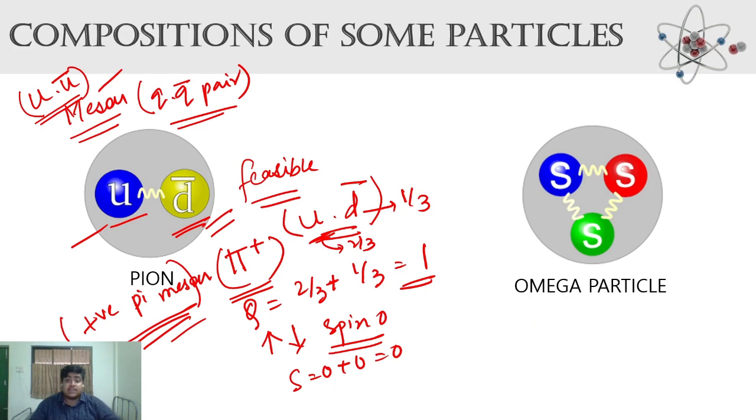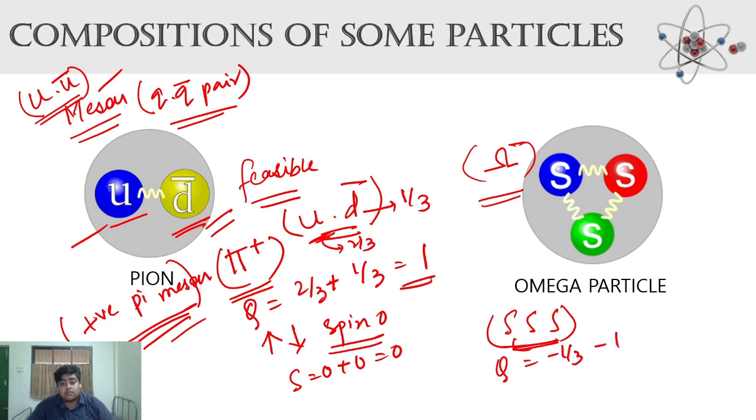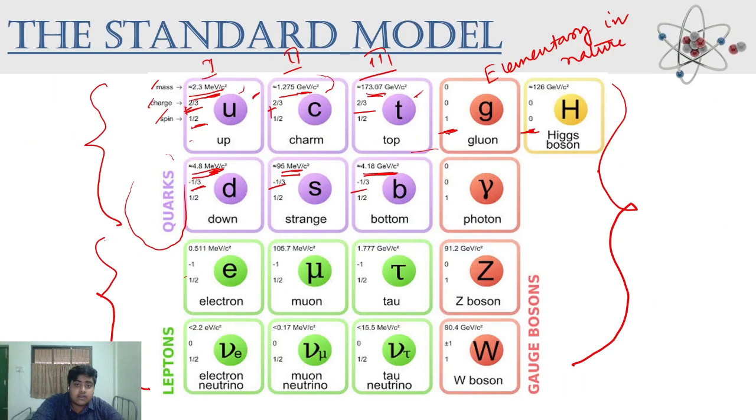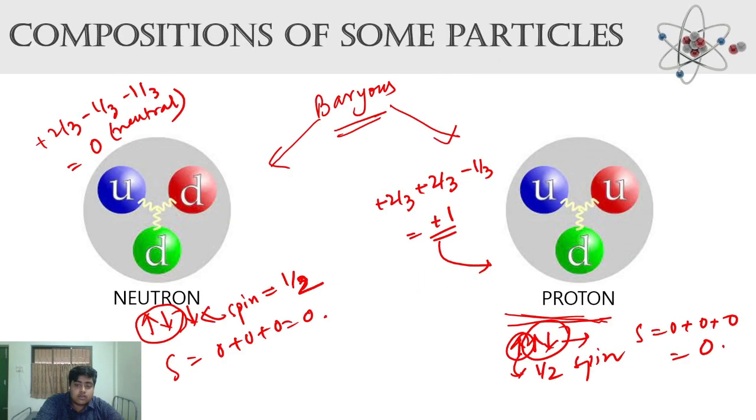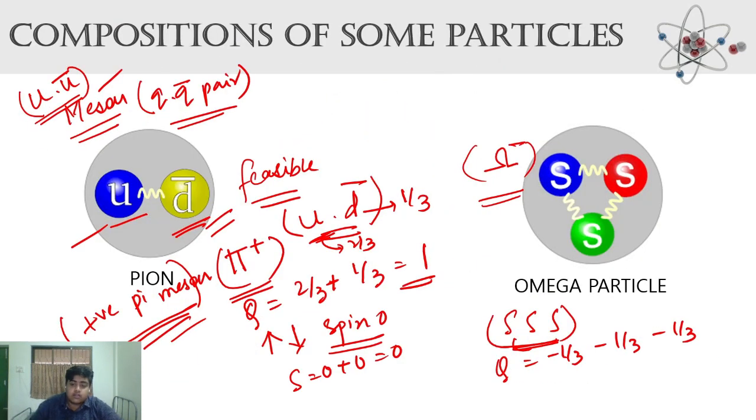Now, moving on to the omega particle. This is a negatively charged particle, omega minus. It contains three strange quarks. Quite strange, three strange quarks. So the total charge will be minus 1 by 3, minus 1 by 3, minus 1 by 3, since the strange quark has a charge of minus 1 by 3. So it's minus 3 by 3, or minus 1.